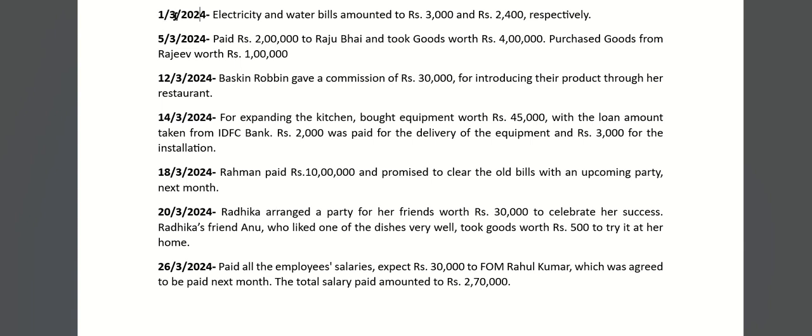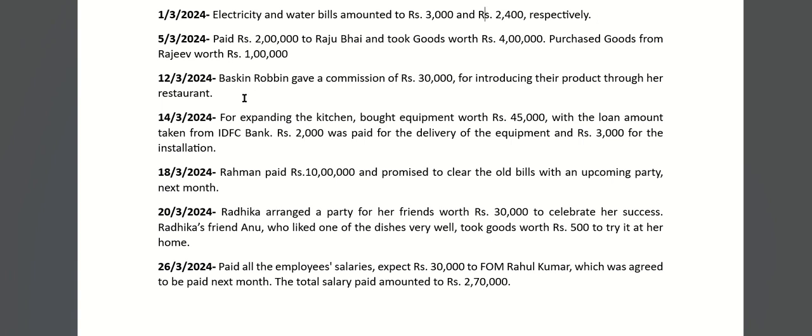Transactions given. That is March of 2024. Now we can see our first transaction on 1st March 2024. Electricity and water bills amounted to rupees 3,000 and 2,400 respectively. So that means we have another two more expenses.